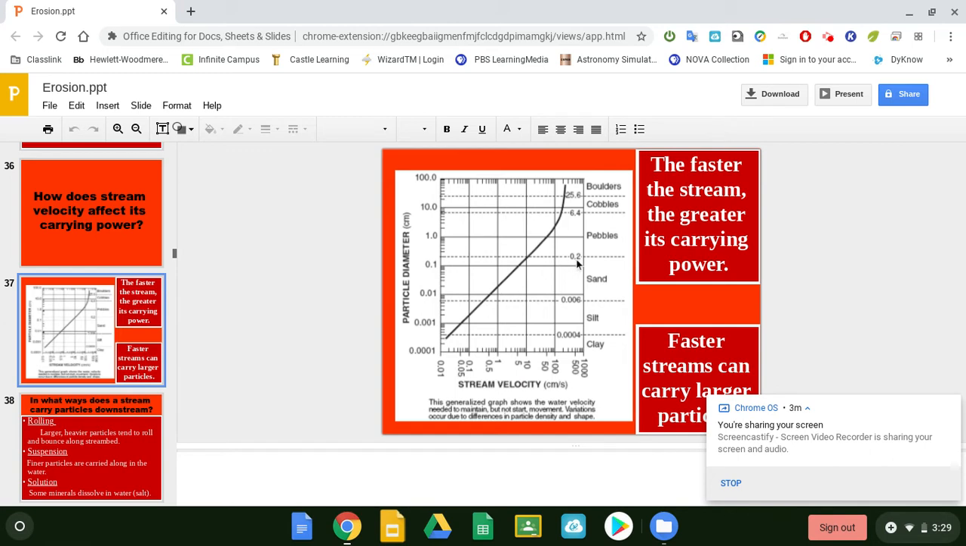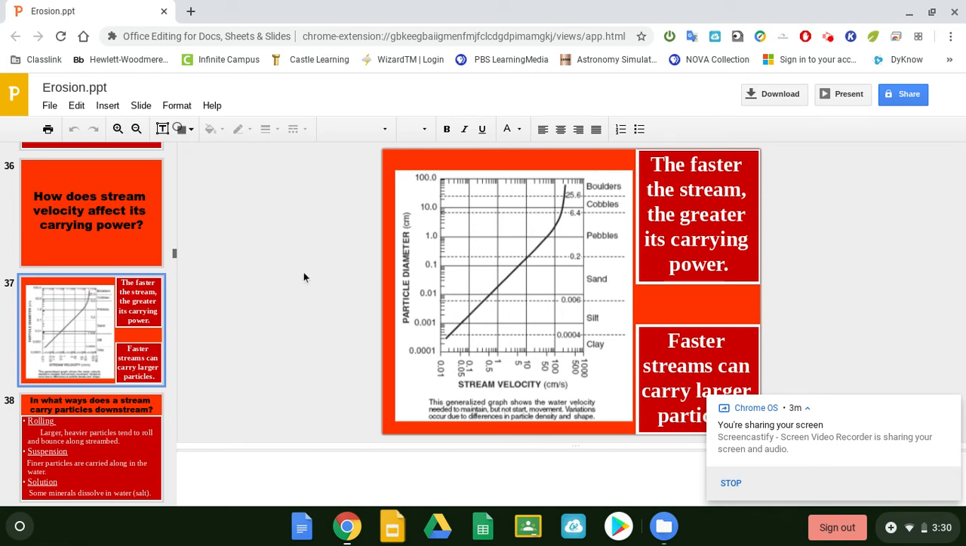And then look, pebbles are actually really big. You're from 0.2 all the way up to 6.4 centimeters. So a pebble is very, very large. And you need speeds starting at 10 centimeters per second, going all the way up to, now look at how I'm reading this, where this line and this line meet, about 200 centimeters per second just to carry a pebble. And then, of course, you have much, much higher speeds to carry the boulders, and then it gets to a point where you can't even carry the boulder.